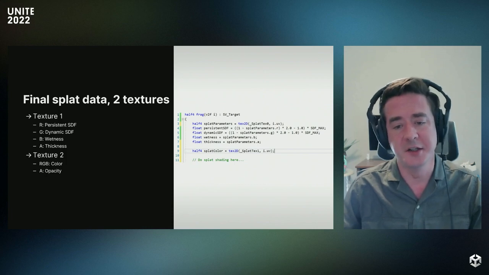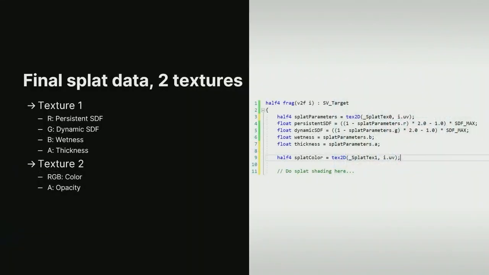So our final data is stored in two textures. In texture 1, we have the persistent SDF stored in the red channel, the dynamic SDF stored in the green channel, the wetness parameter stored in the blue channel, and the thickness parameter stored in the alpha channel. And then in texture 2, we store RGB for the color of the substance and alpha for the opacity.